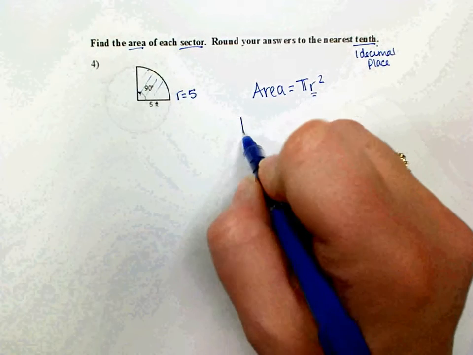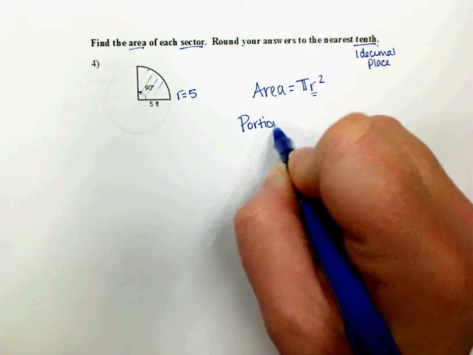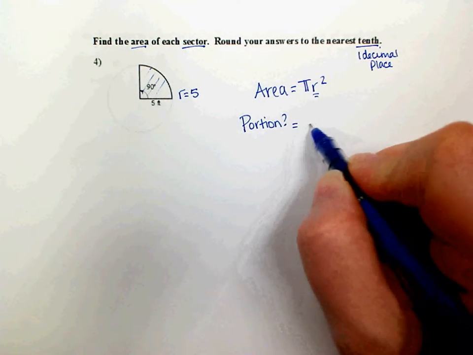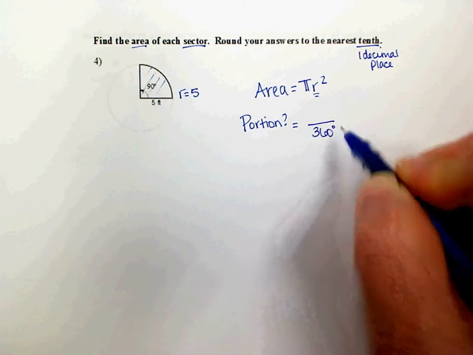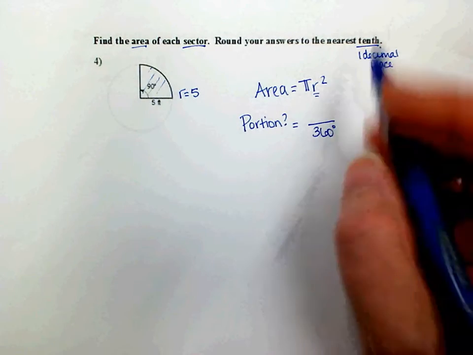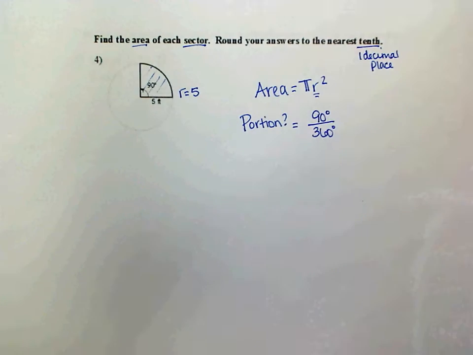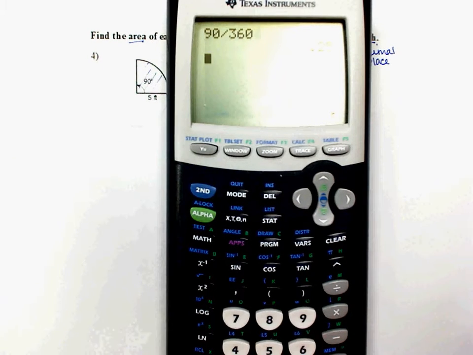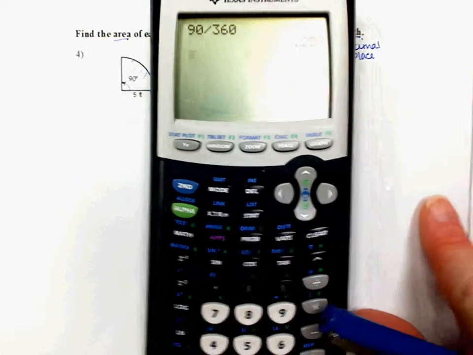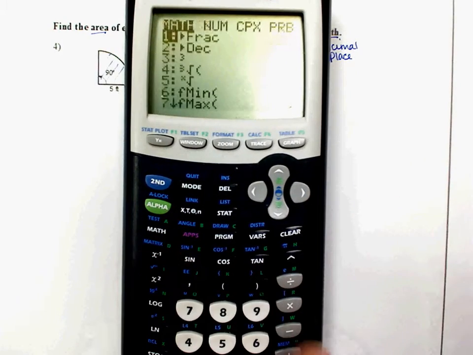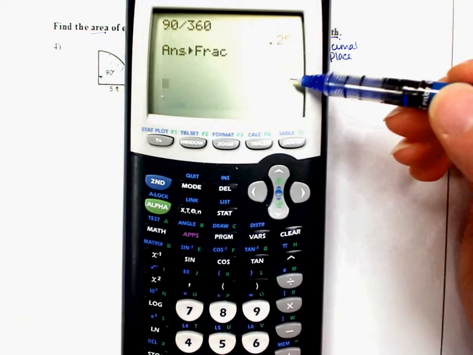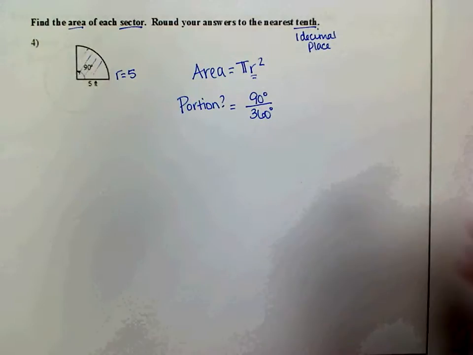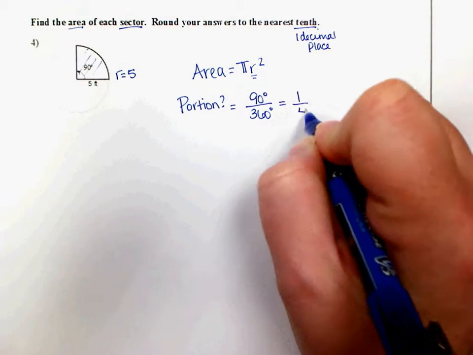So just like we did with arc length, we have to know what portion of the circle area we want. Well, we know the whole circle is 360 degrees, and we know the sector that we want is 90 of those degrees. So we can find that fraction by, again, dividing 90 by 360 in our calculator, and when we get a decimal 0.25, just hit math, enter, enter, and it gives you a reduced form of that portion, which is 1/4. So 90 over 360 is the same thing as 1/4.